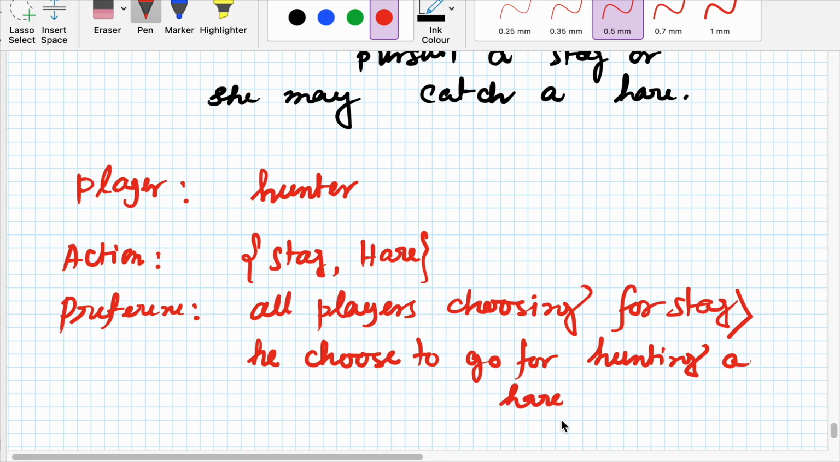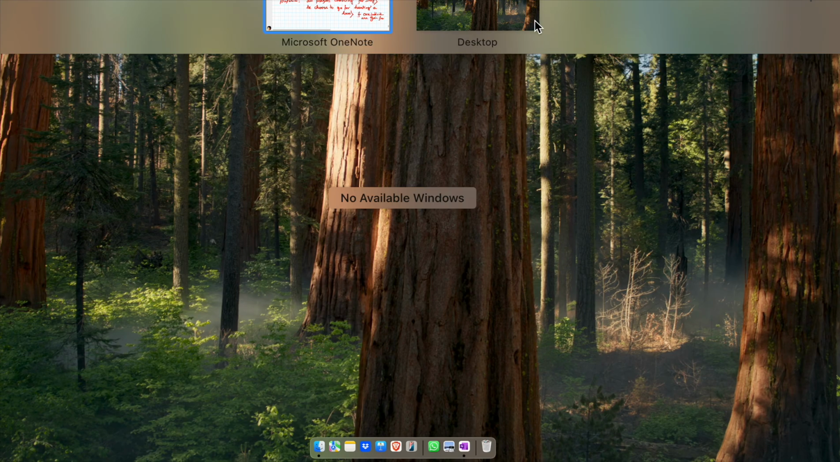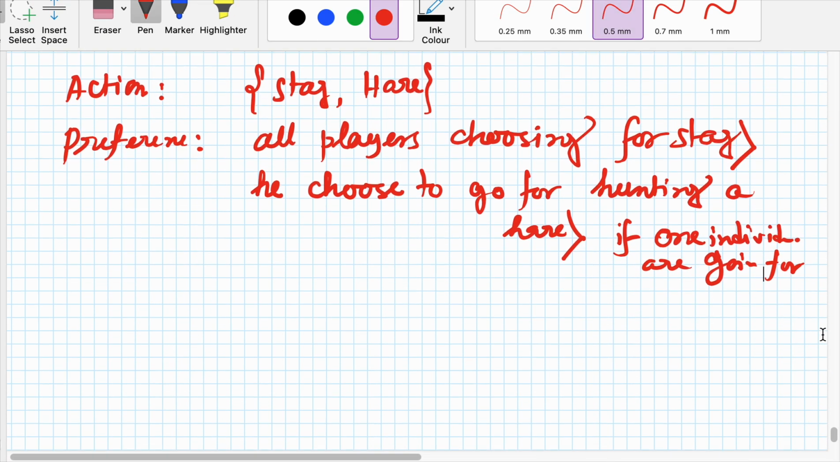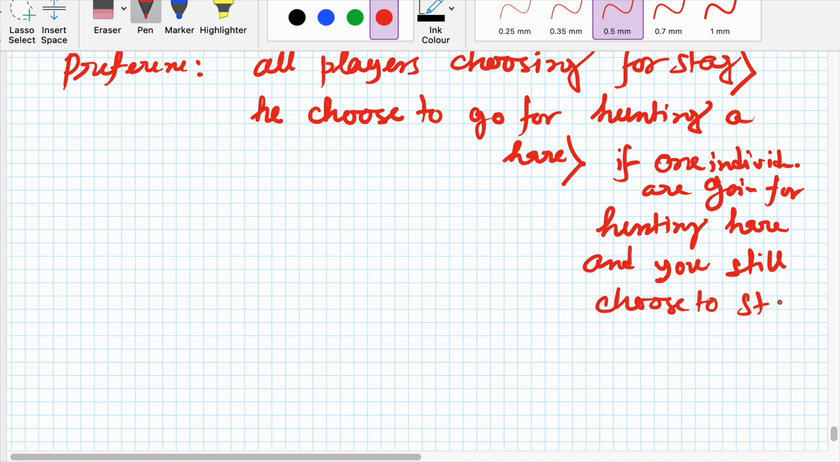And what is the least preferred outcome? The least preferred outcome will be that if one individual is going for hunting a hare, and you still choose to hunt a stag.